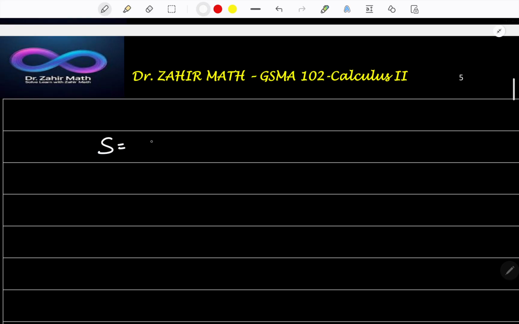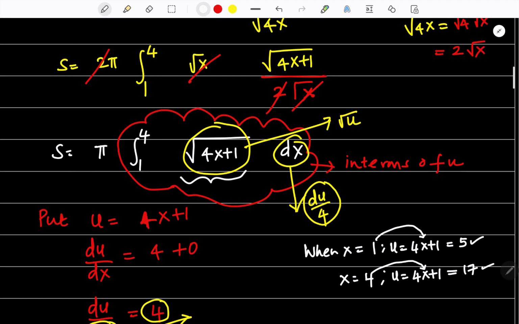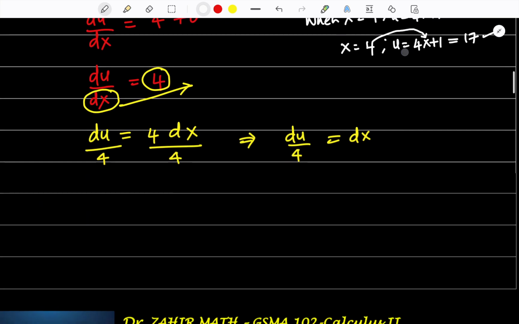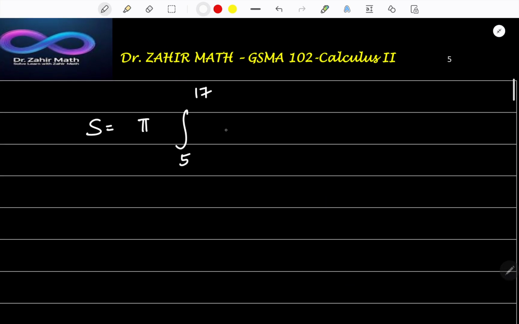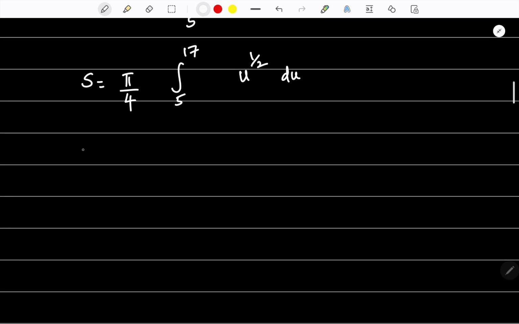Okay, let me take this one. So S is equal to pi, which is outside, and integral 5 to 17. We put the limit. Now this is finished. This is square root of u, this is du divided by 4, right? So S is equal to pi, and then the 4 you take out, and then integral 5 to 17 square root of u. What I'm going to do is write u to the power of half into du, for integration. So pi over 4, right?